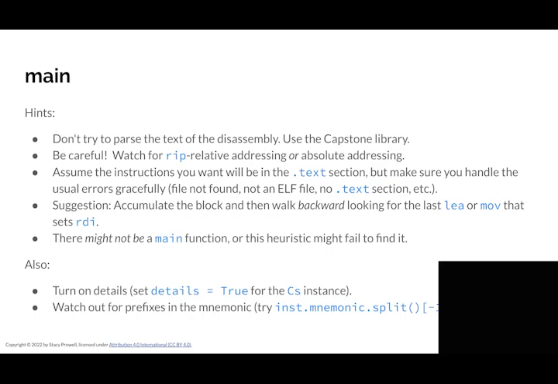And watch out for prefixes in the mnemonic. There's some Python code that will extract just the mnemonic. Prefixes obviously come before the mnemonic. This line breaks up the mnemonic text into white space separated words, and it takes the last one, which will be the actual mnemonic that you want.